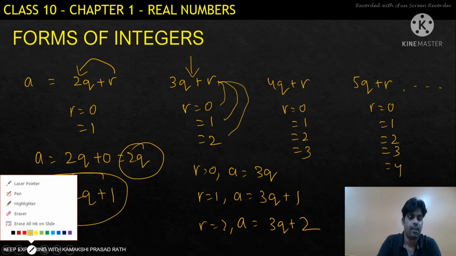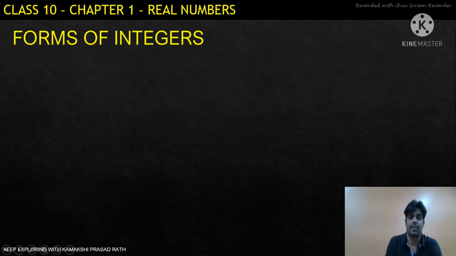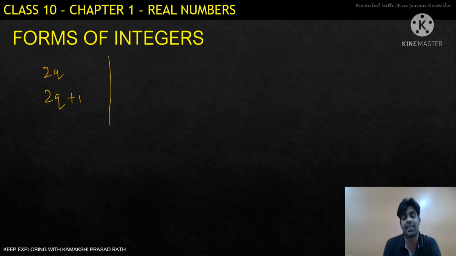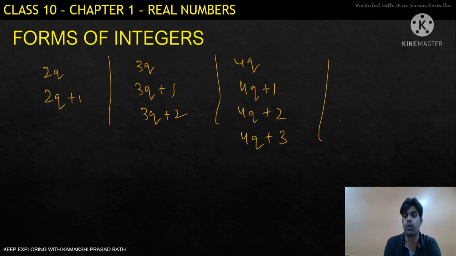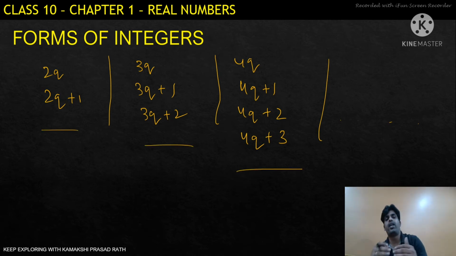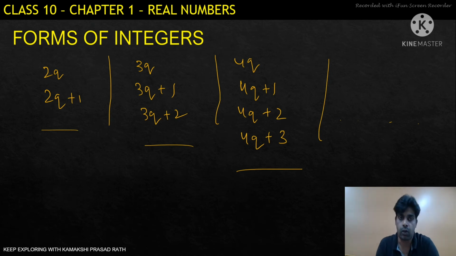So here what we see are the different forms of one integer. So a can be 2q, it can be written as 2q plus 1. An integer can be written as 3q, 3q plus 1, 3q plus 2. It can be written as 4q, 4q plus 1, 4q plus 2 and 4q plus 3 and so on. So these are so many forms in which integers can be written. So in our questions we have to see which form we will consider so that we get the required result or the required proof to be solved. So accordingly we will take the forms of the integer.